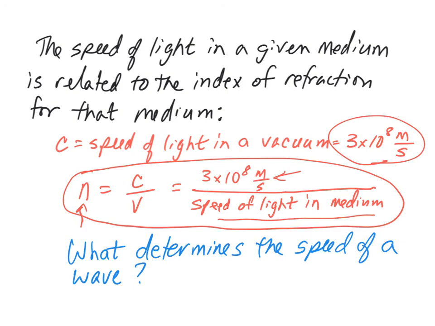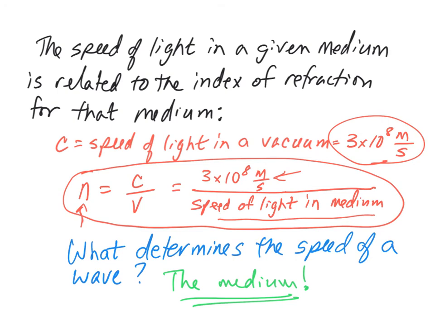What determines the speed of a wave, if you remember from AP Physics 1, is always the medium. The medium is what determines the speed of light in that particular medium. So with light, if it's more optically dense, it's going to move slower. If it's less optically dense, it'll move faster.